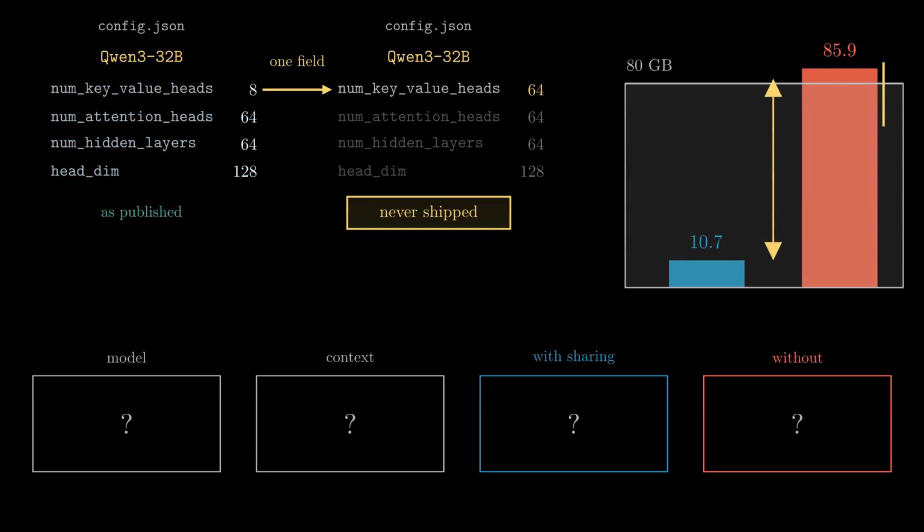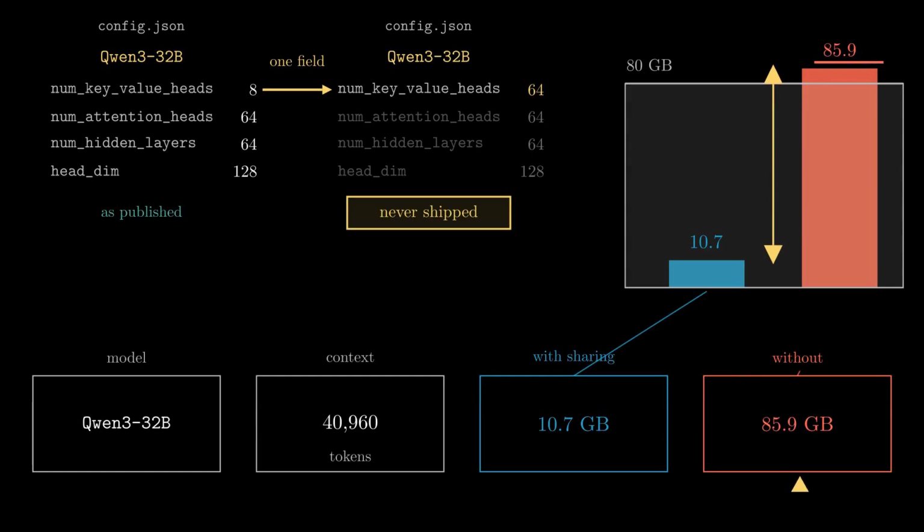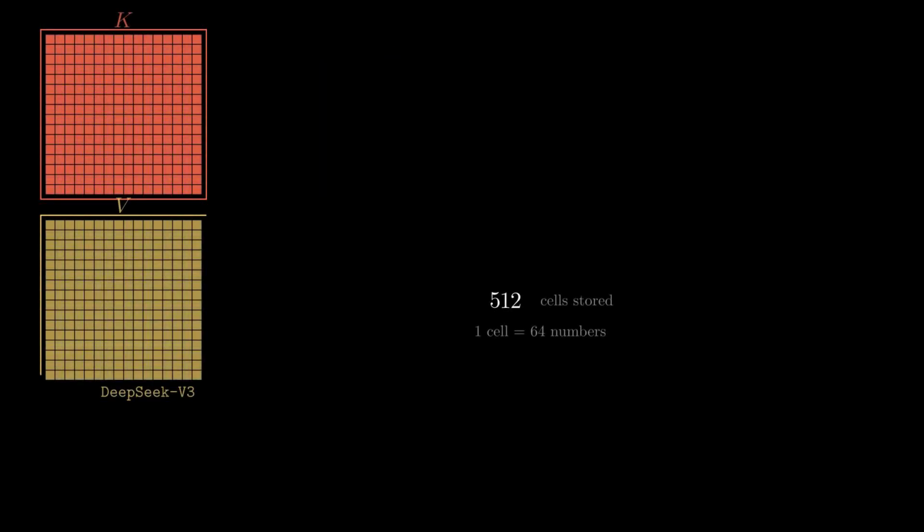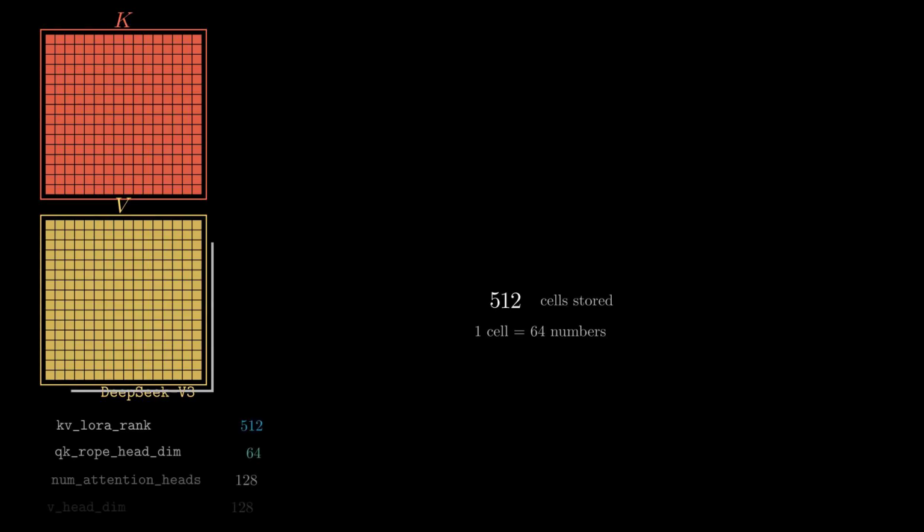Because the size of a saving only means anything measured against the thing it replaced, and this is the honest way to state one. Not that grouped query attention is efficient, which is vague enough to be unfalsifiable, but that this model at this context length needs 10.7 gigabytes where it would otherwise have needed 85.9. And you can check that yourself in about a minute with the file they published. So sharing buys us a factor of 8. Can we do better than sharing?